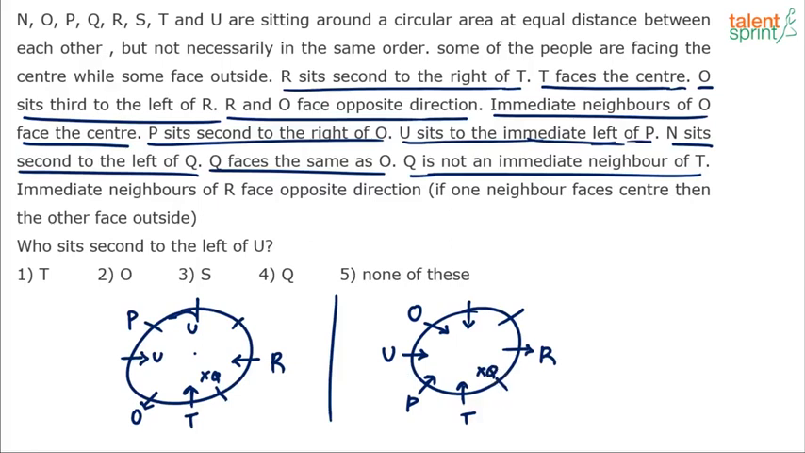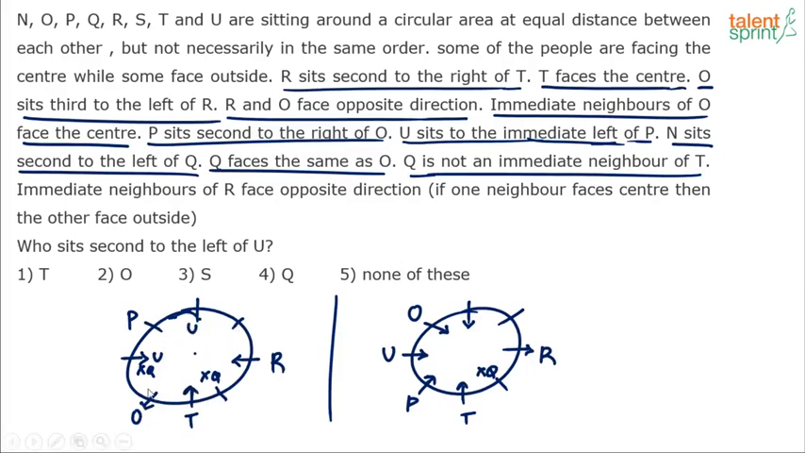What else we know? Q faces the same direction as O. See, O is facing outwards. So Q also should face outwards, which means Q cannot come in this position. This person is facing inwards. Q should be an outward facing arrangement person because Q faces the same direction as O. Now, Q can either come here or here. These are the only 2 possibilities. Remember, Q should be facing outwards.